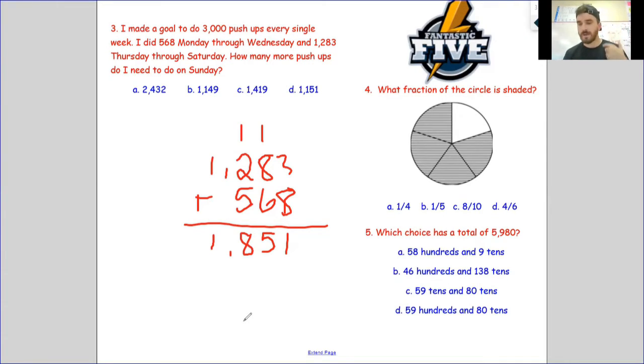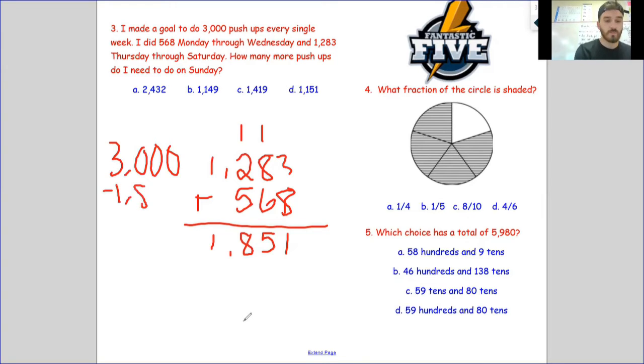Now, this doesn't really matter if you don't know what you just did. That number right there represents how many push-ups I did Monday through Saturday. I still got to figure out how many I need to do on Sunday. So what I can do now is take my goal, 3,000, get rid of the 1,851 that I already did, and that's going to tell me how many I have left to do on Sunday. So let me get rid of this.